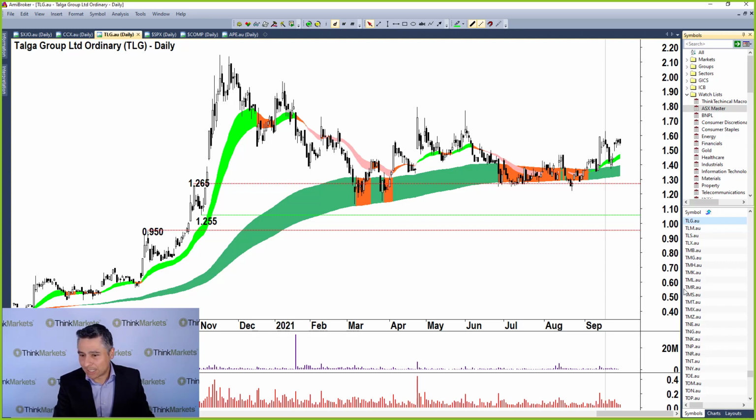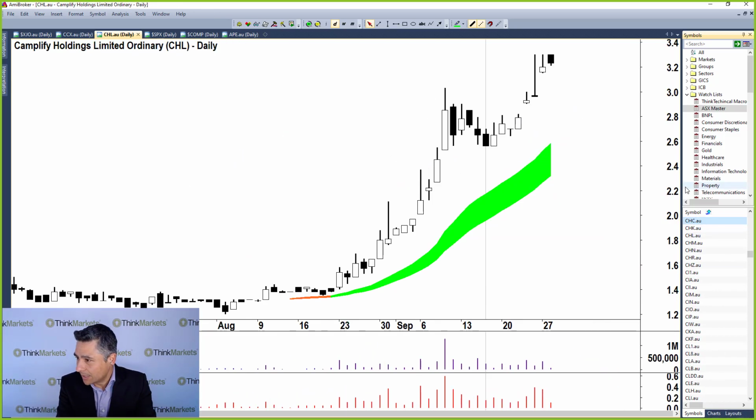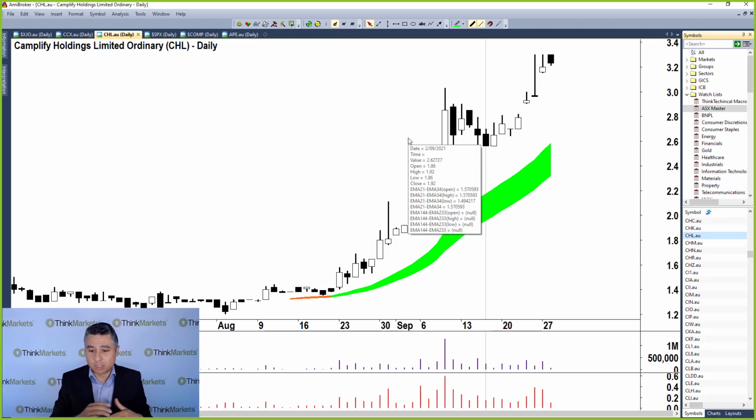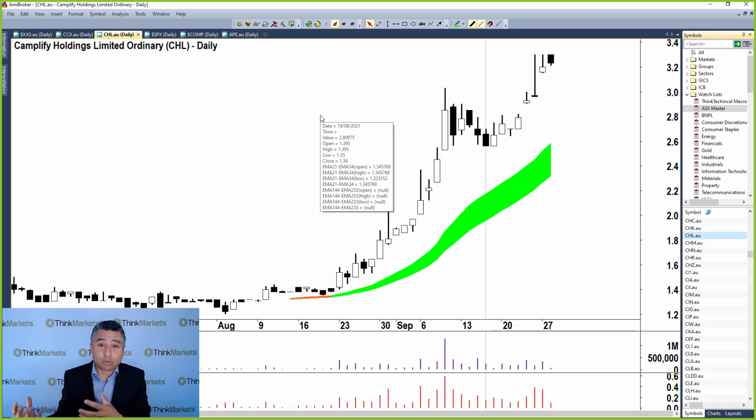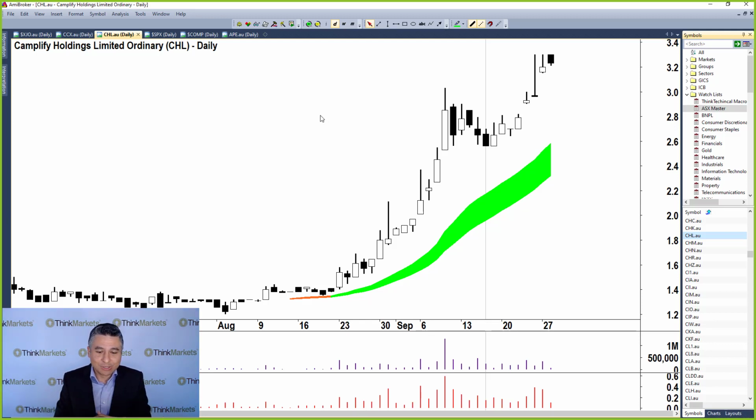The next one is for Lakshan, and he wants CHL, which is Camplify, and I must admit I haven't heard of this one, probably because it's too new for my scans to even pick it up. My scans are technical scans, so they need long-term trends to be able to find them. And this one is a new listing. It doesn't have a long-term trend yet. That doesn't mean I panic and regret that my scan doesn't find them. It just means I'm happy to wait because there's plenty of other opportunities out there.